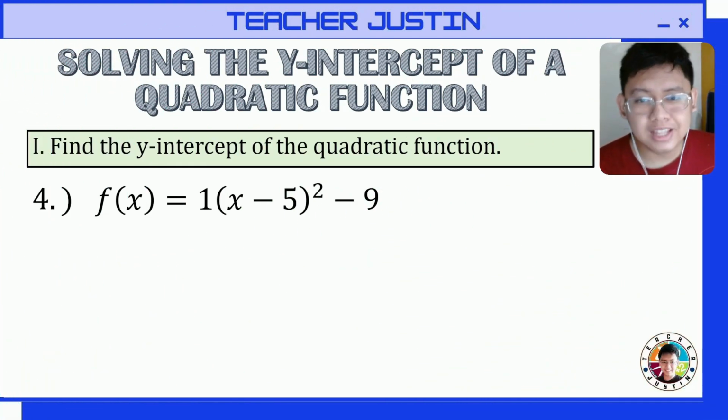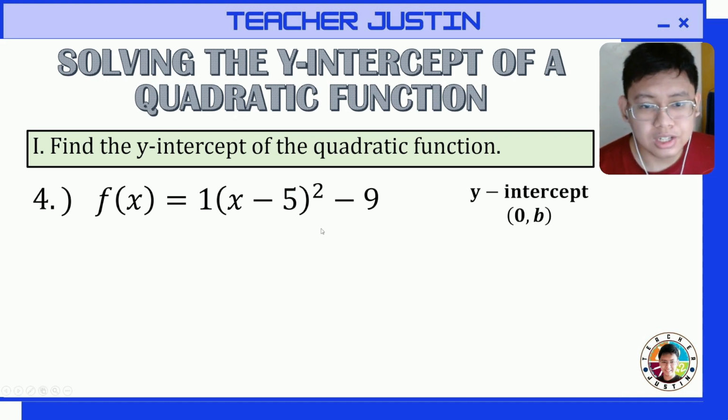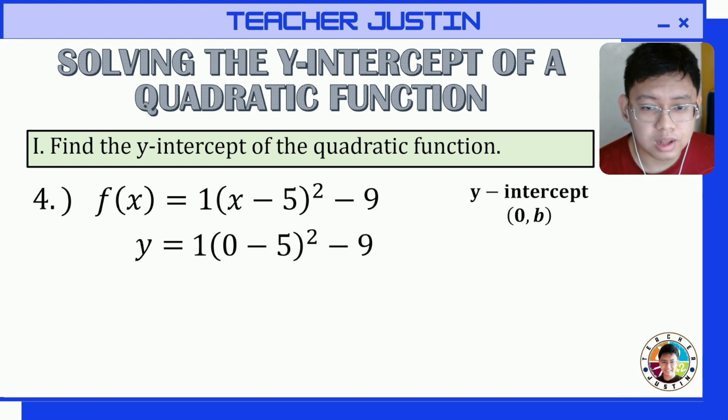Let's find the y-intercept of this quadratic function. We know that the location of our y-intercept is (0, b). The first step to get our y-intercept is to change our function notation to y. We change this f of x to y. And then, we replace all variable x by 0. So, we have 1 times the squared quantity of 0 minus 5, minus 9.